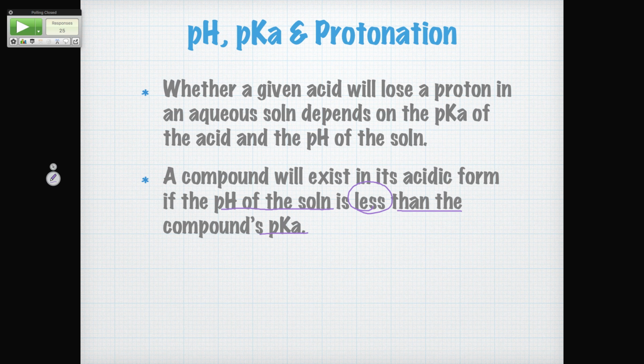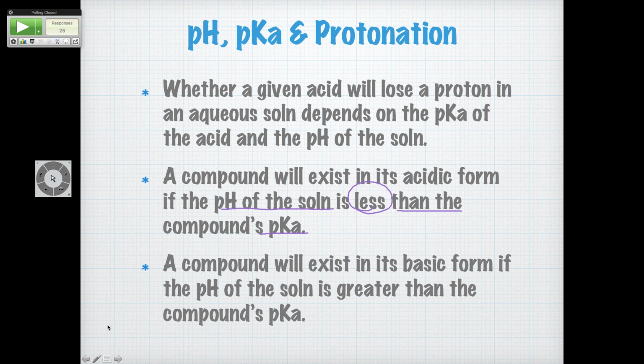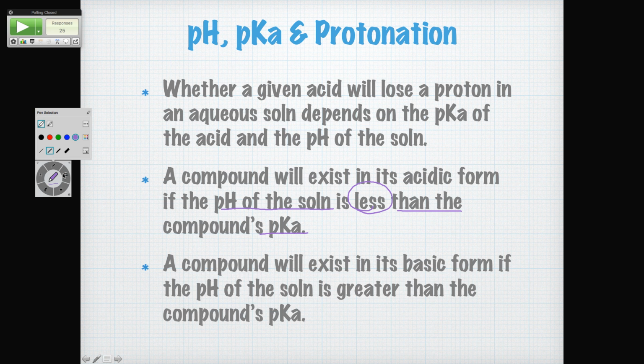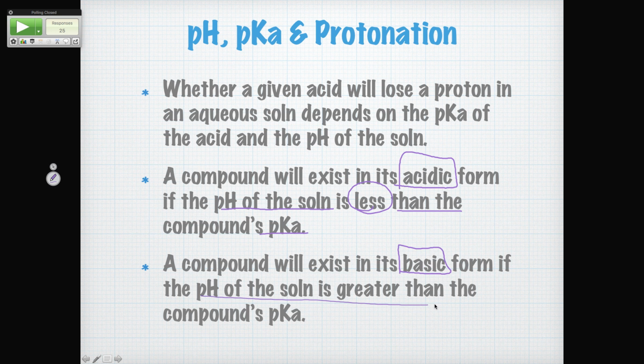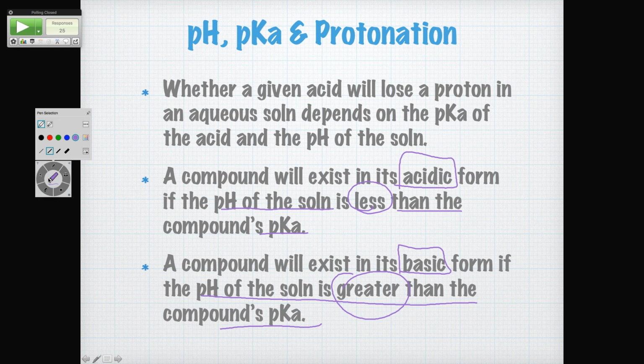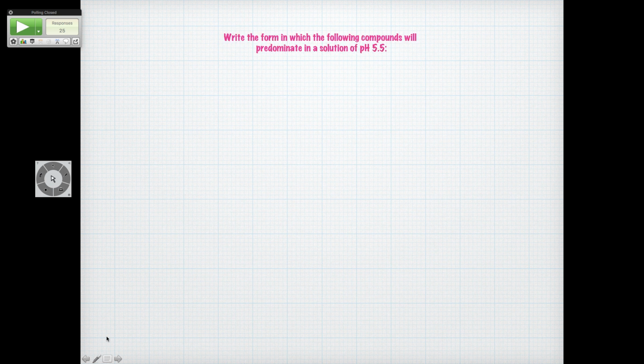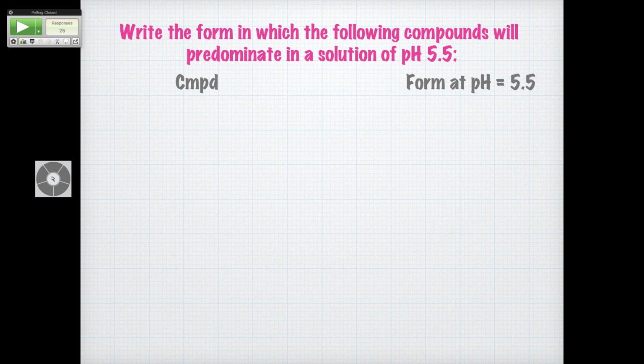Remember, acid, conjugate base. We're going to practice that. A compound will exist in its basic form if the pH of the solution is greater than the compound's pKa. So this one was acidic. This one is basic. pH of the solution is greater than the pKa. So you're going to have to keep that in mind, and we're going to do some examples. Everybody got that written down?